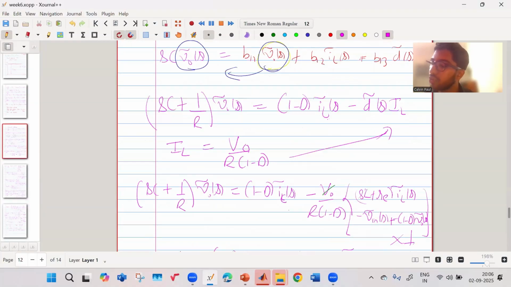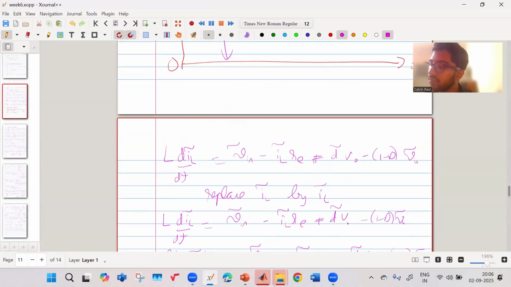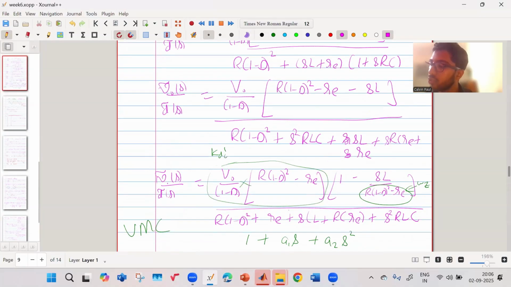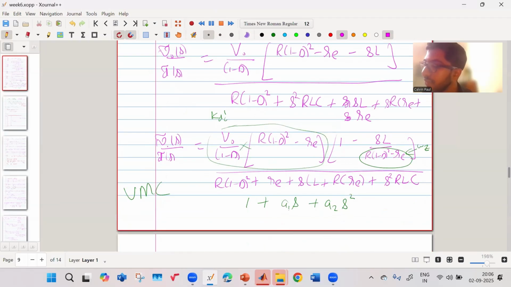In the case of voltage mode control, you got V output per turn of S by D per turn of S. It is given like this. It is second order, but the RHP zero remains the same. So voltage mode control is not that dependent on your load resistance, but voltage mode control gets affected a lot by your input voltage.